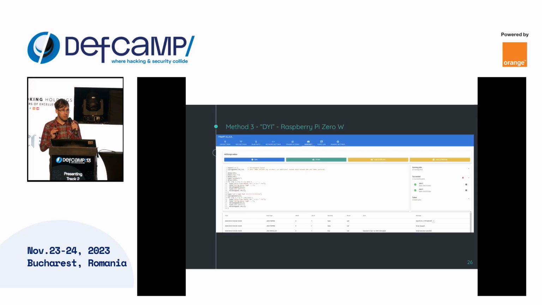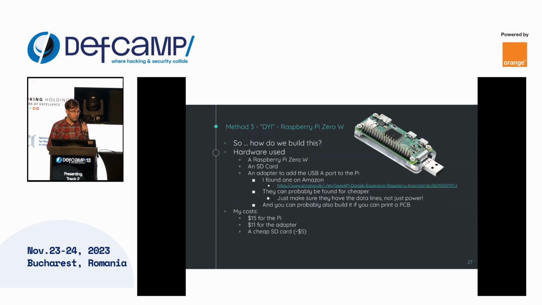Now, let me take a step back. How I built this. So, the hardware that I used is, as I said, a Raspberry Pi 0W. You can probably do it with a 0, but you won't have Wi-Fi. I don't think it's worth it. An SD card, you can use a really small one. It doesn't need a lot of storage. And an adapter. I went the lazy way and bought one from Amazon for like 11 euros or dollars. Something like that.